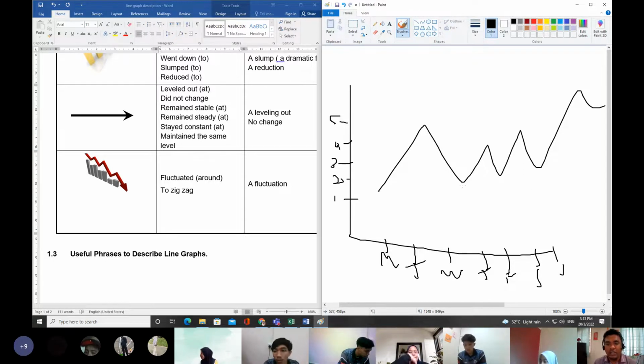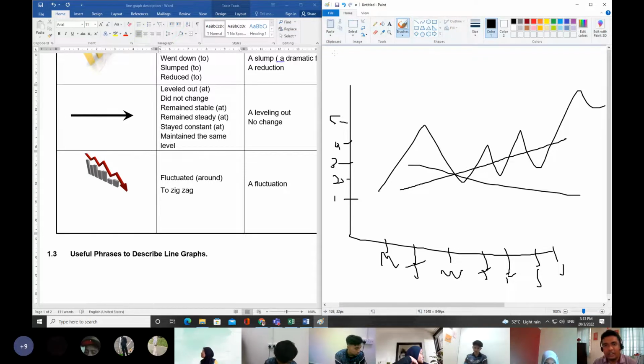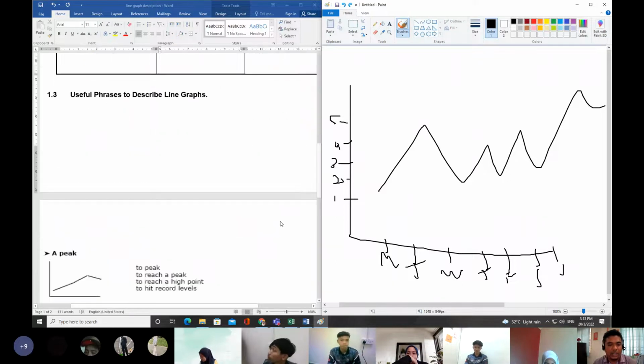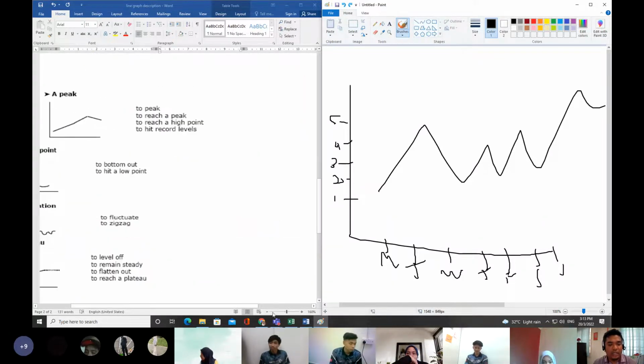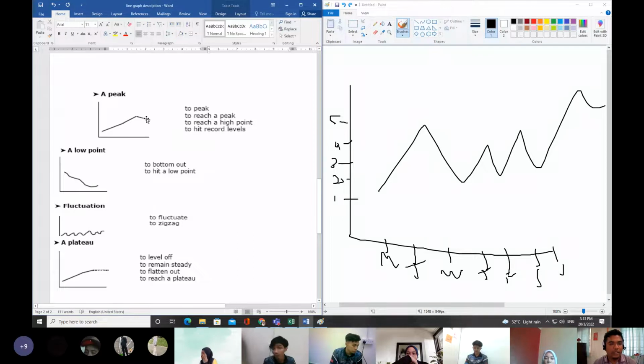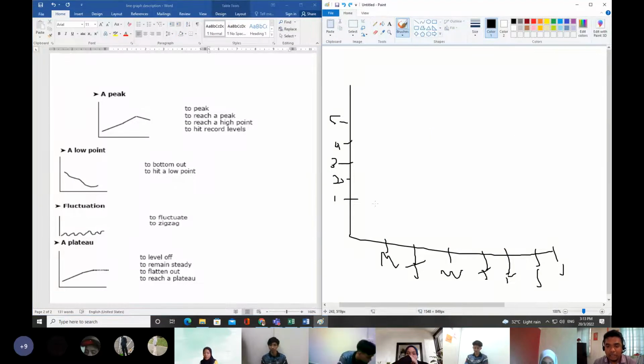The data fluctuate. The fluctuation maksudnya data dia naik turun. There is no real, you tak boleh nak tengok, oh ni data ni menaik ke atau menurun ni. Tak nampak sangat. That is very easy to describe. Okay. Okay, let's take a look at this graph here. So a peak, puncak. So a peak basically means you have a data here.